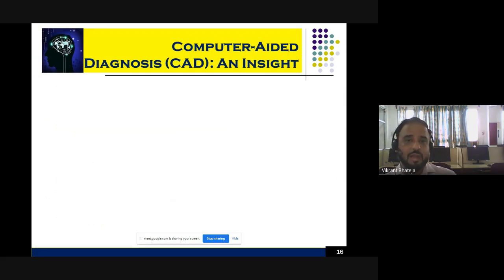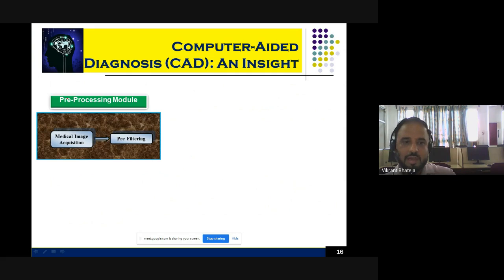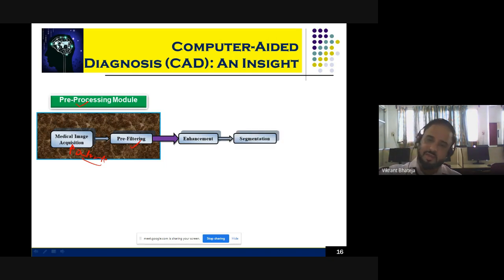If you now take a more detailed insight into computer-aided diagnosis, the very first modules are medical image acquisition and pre-filtering. This is the pre-processing module. The acquisition part we are not doing; we are relying on the data sets, so just a certain amount of pre-filtering is there. After this, we come to enhancement. Then there is a segmentation stage, because when the medical image is properly visualized, the contrast is improved and the edges are improved, there is scope for segmenting.